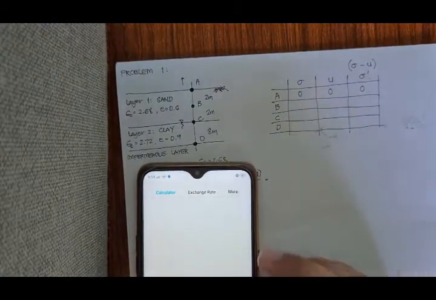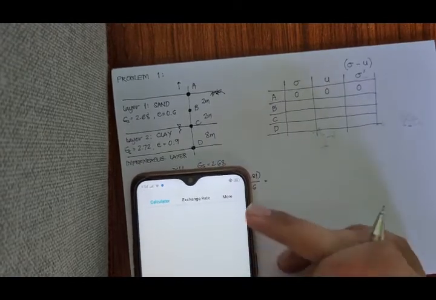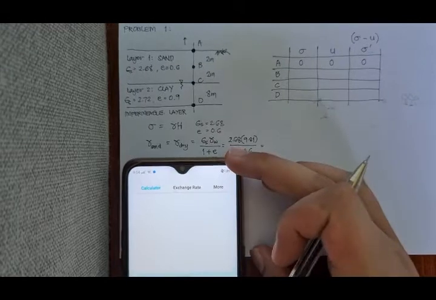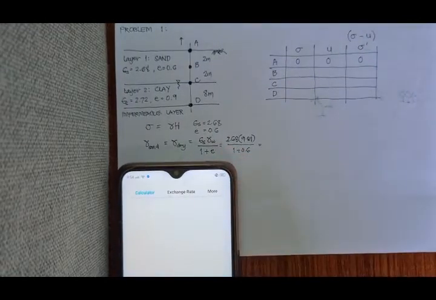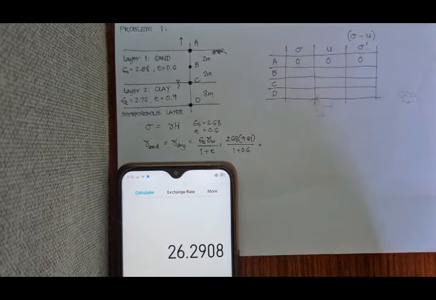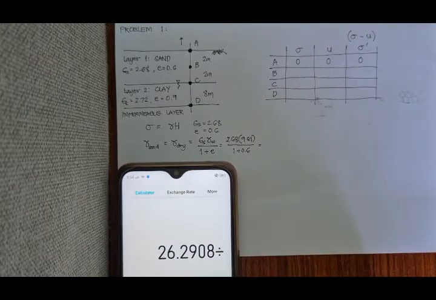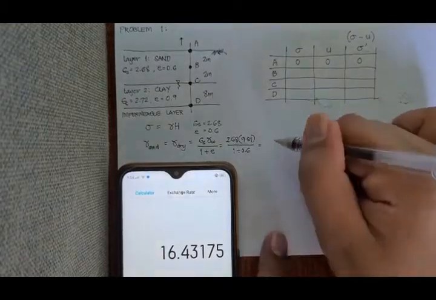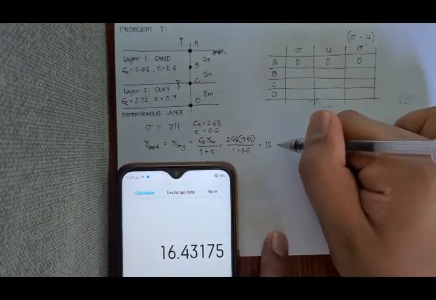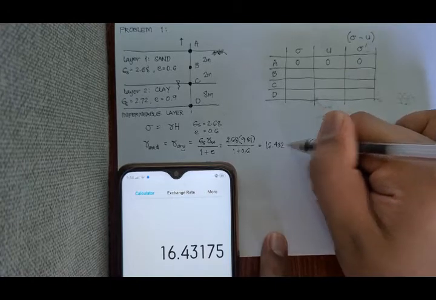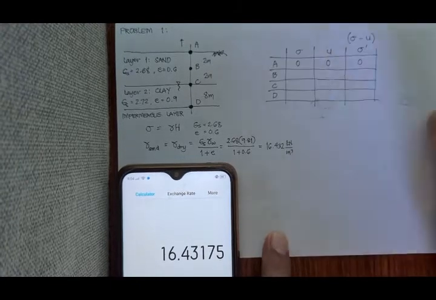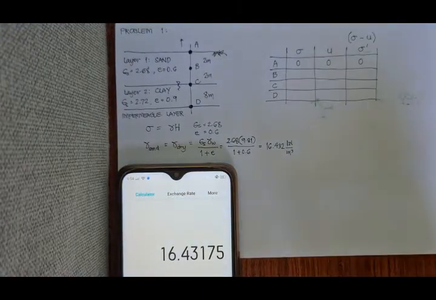Okay. So, meron tayong 2.68 times 9.81 divided by 1.6. So, ang unit weight natin is equal to 16.432 kilonewton per cubic meter. Okay?